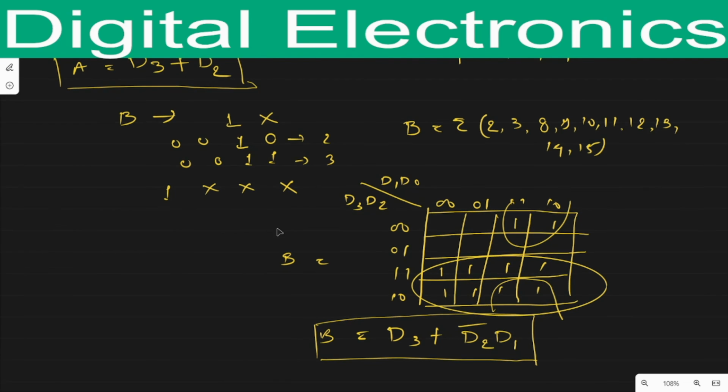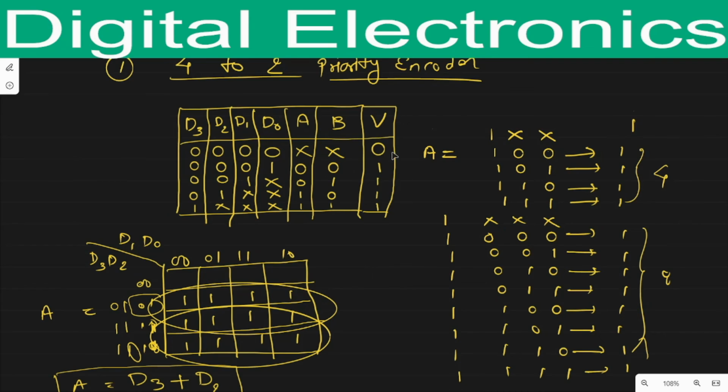Now which one is remaining? The remaining one is V. From this truth table, it is clear that for 1 0, which means 2, V equals 1. V equals 1 for 0 1, 1 0, and 1 1.